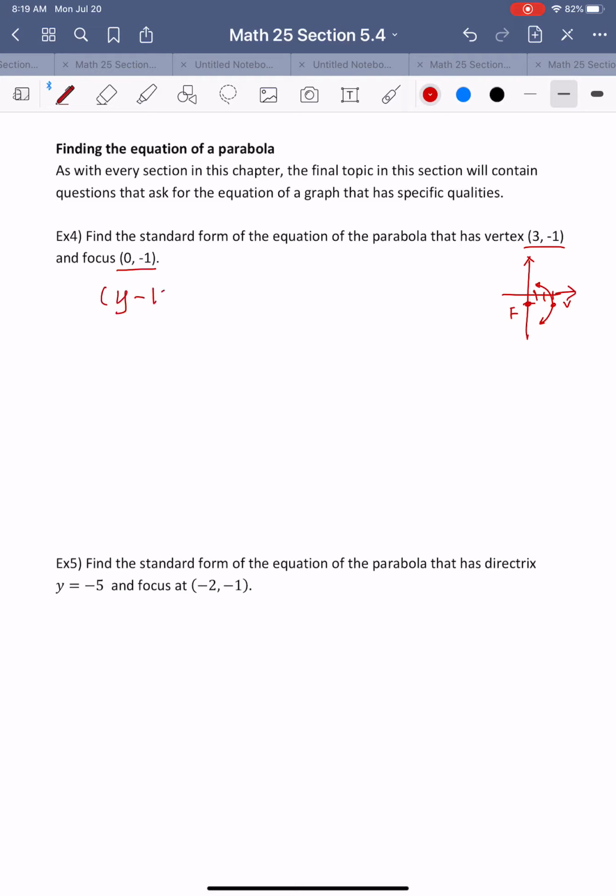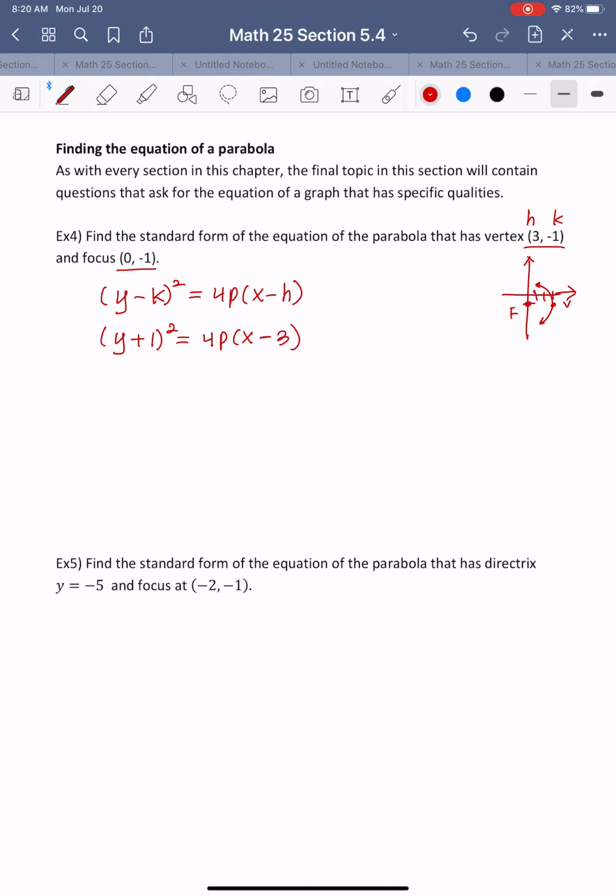(y - k) squared, because it goes right or left, you have to say y squared, right? And then 4p times (x - h). So this is the formula I'm going to use. I know the h and k because the vertex gives h and k, right? So I got y minus negative 1, which is y plus 1, squared. And then 4p times (x - 3).